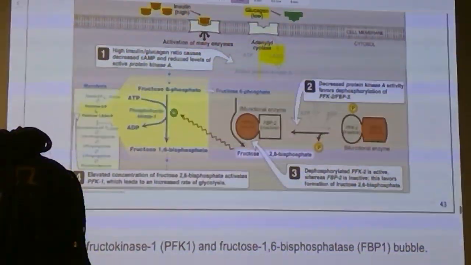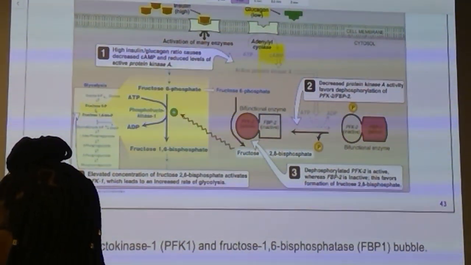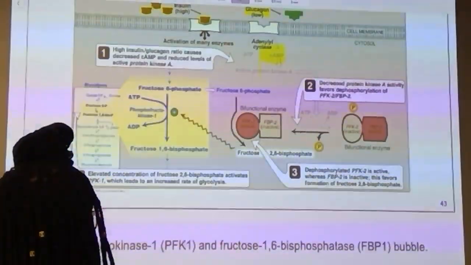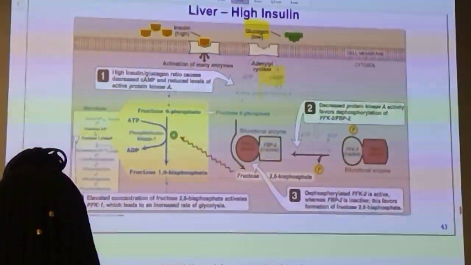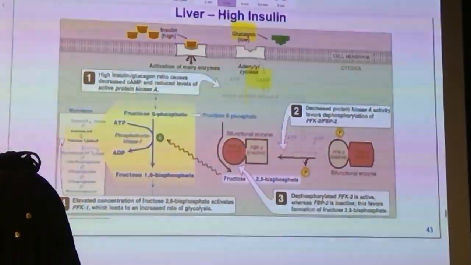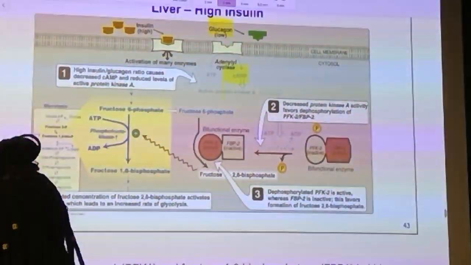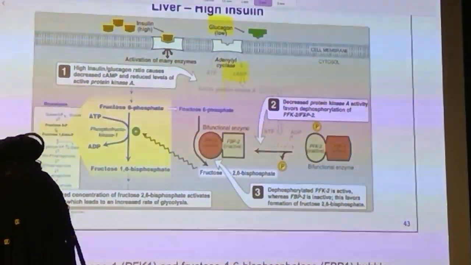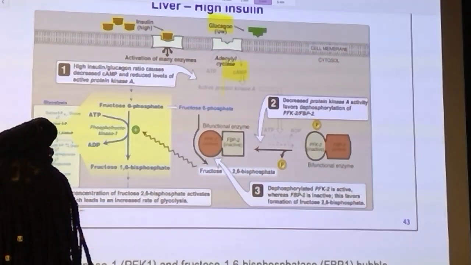So the enzyme that makes fructose 2,6-bisphosphate is PFK2, and it's PFK2 when the enzyme is dephosphorylated, and that's done by insulin. So insulin dephosphorylates, making PFK2. When this enzyme is phosphorylated, instead of becoming PFK2, it becomes fructose 2,6-bisphosphatase. And that's done by glucagon or epinephrine.